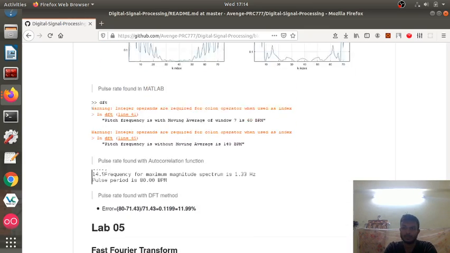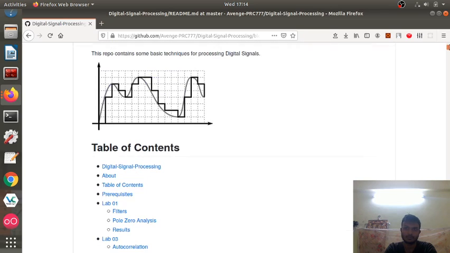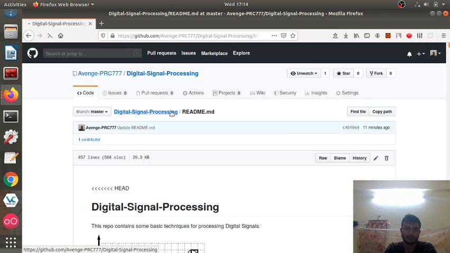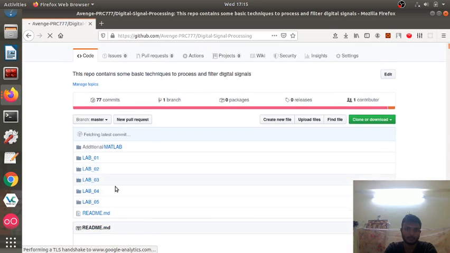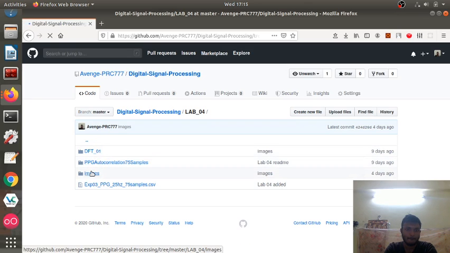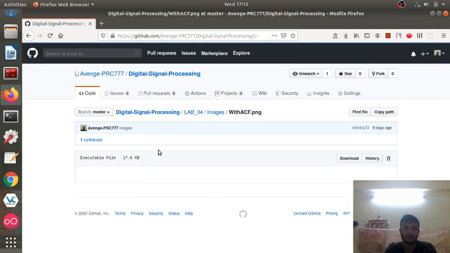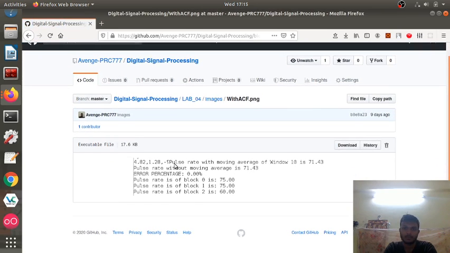I'll show you the pulse rate found with the autocorrelation function. Yeah, so the pulse rate with moving average of 10 is 71.43. And here are the different blocks. We have divided the signal into blocks, and this is the pulse rate of each block.